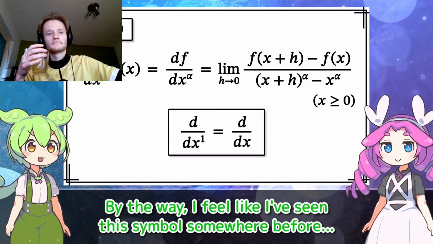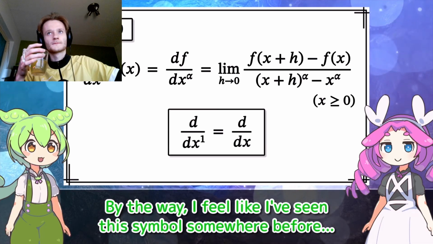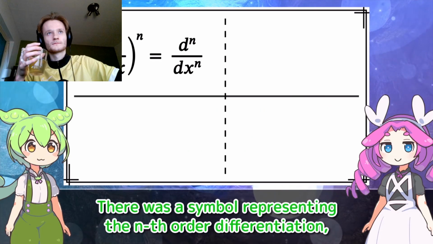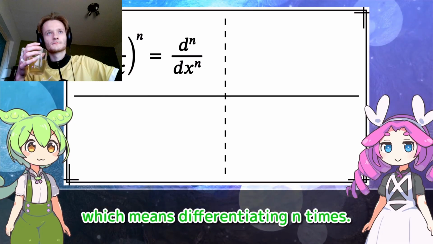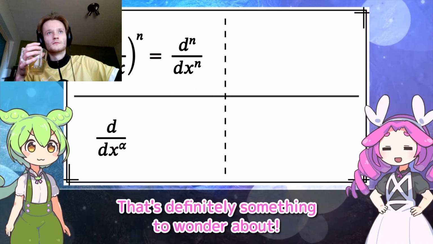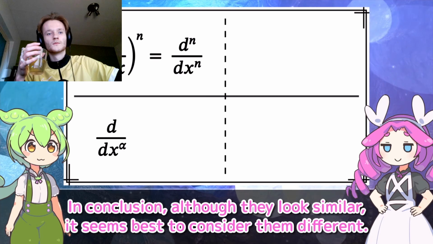By the way, I feel like I've seen this symbol somewhere before. Oh, I remember. There was a symbol representing the nth order differentiation, which means differentiating n times. Is this different from the symbol we defined this time? That's definitely something to wonder about. In conclusion, although they look similar, it seems best to consider them different.